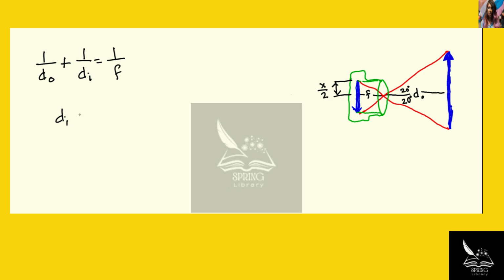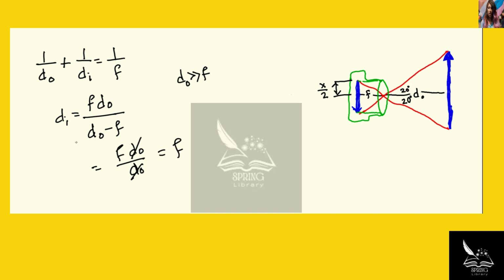we can write the image distance in terms of the object distance and focal point, which is nothing but f d_o over d_o minus f. Now, as we mentioned that d_o is very much greater than f, so we can ignore this part, and that gives us f d_o over d_o. So d_o gets cancelled, and we see that d_i is basically f. So that means if the object is very far away, then the image is placed at the focal point.